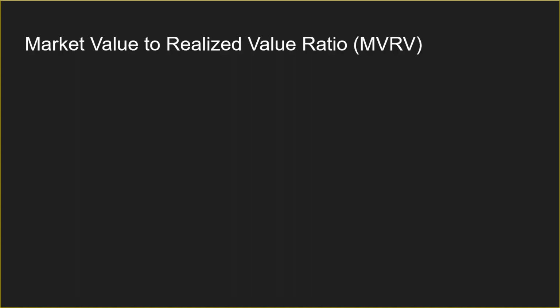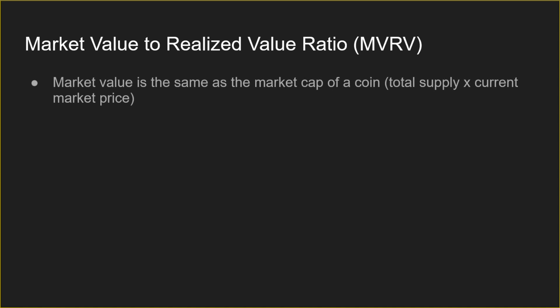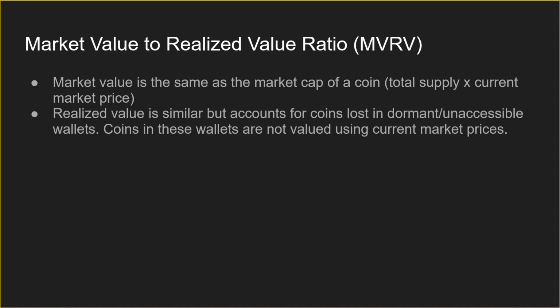The next metric we'll take a look at is market value to realized value ratio, or MVRV. So market value is the same as the market cap of a coin, which once again is the total supply multiplied by the current market price. Realized value is similar, but this accounts for coins lost in dormant wallets or inaccessible wallets, essentially lost coins that can't be accessed, coins that have not been moved off an address or off a wallet for maybe 6, 7, 8, 9, 10 years, maybe since 2009, coins that are just lost.